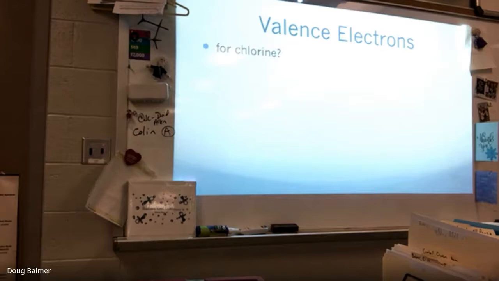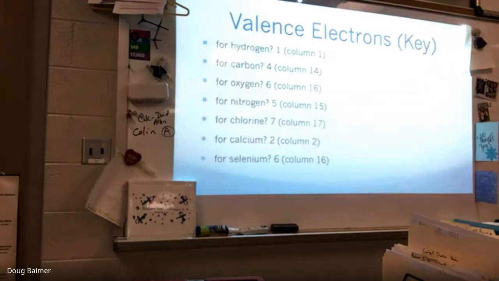And what about chlorine? Yeah, even though it's in row 3, it's still in column 17. Last digit is 7, 7 valence electrons. Good. What about calcium, number 20? Yeah, it's in column 2 on the periodic table. That would be 4s2. And what about selenium? Good. It doesn't seem like we have too many cobwebs there. That would be 6. Questions on that?